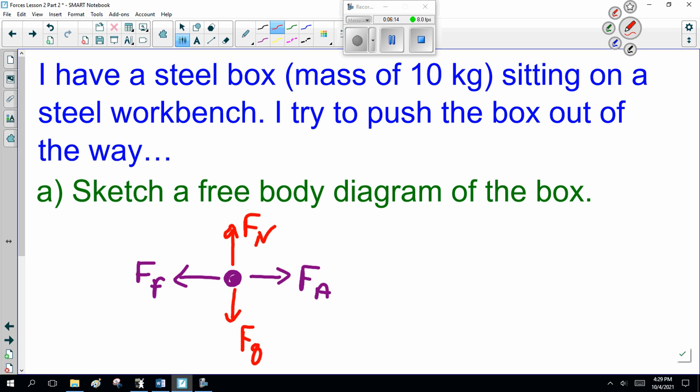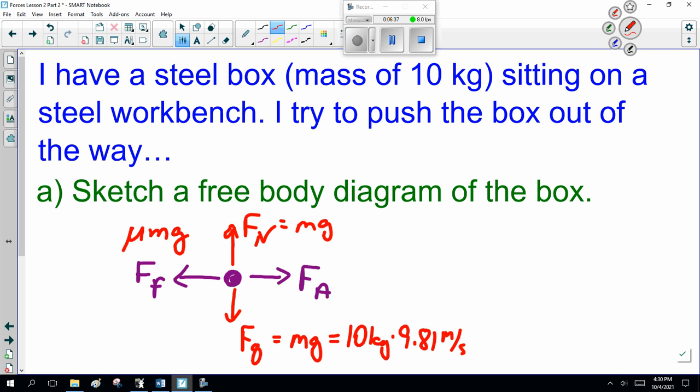Now, this is normally about the point where I start putting numbers in because I know there's going to be a question. Force of gravity, mg, mg, mu mg. All right, now mass times gravity, 10 kilograms times 9.81 meters per second squared, so that's 98.1 newtons down. This is going to be the equal and opposite, 98.1 newtons up, plus 98 newtons. And this is going to be mu times 98 newtons, whatever that is. Now, so far so good?